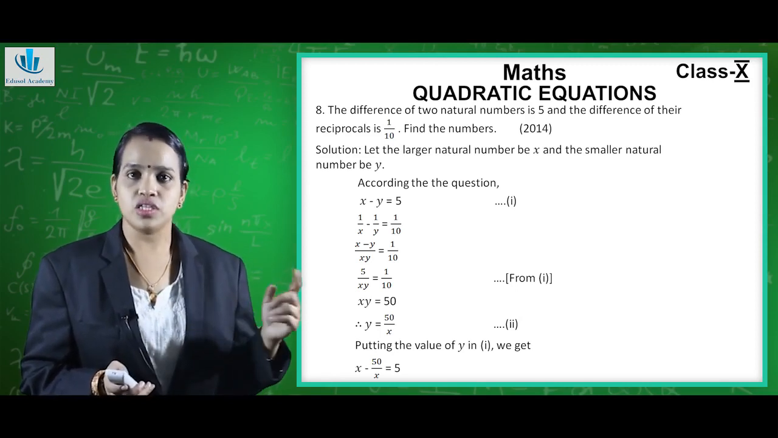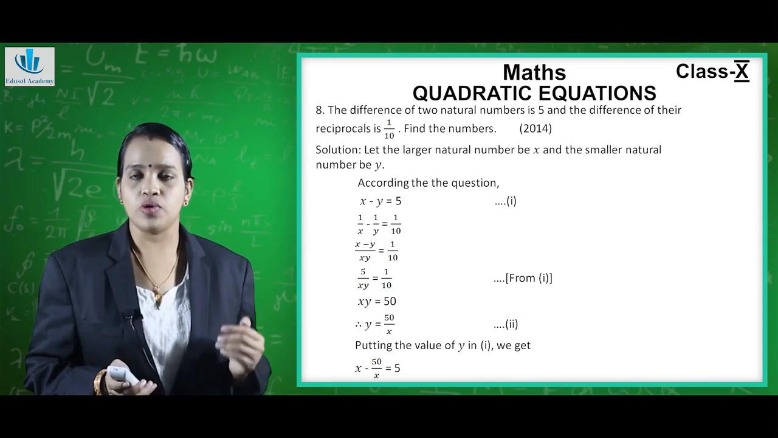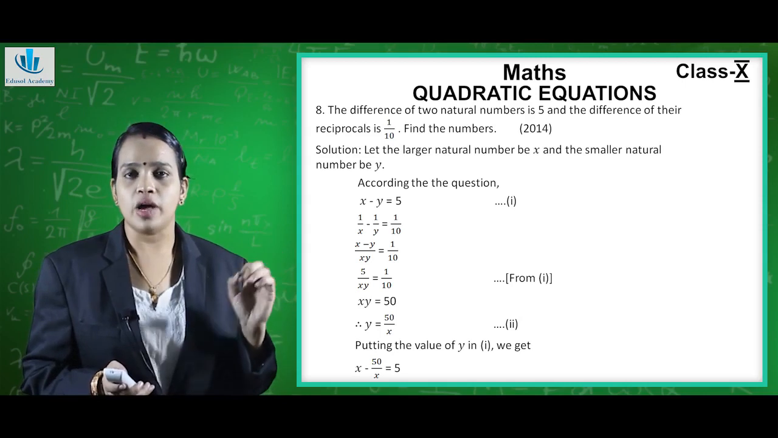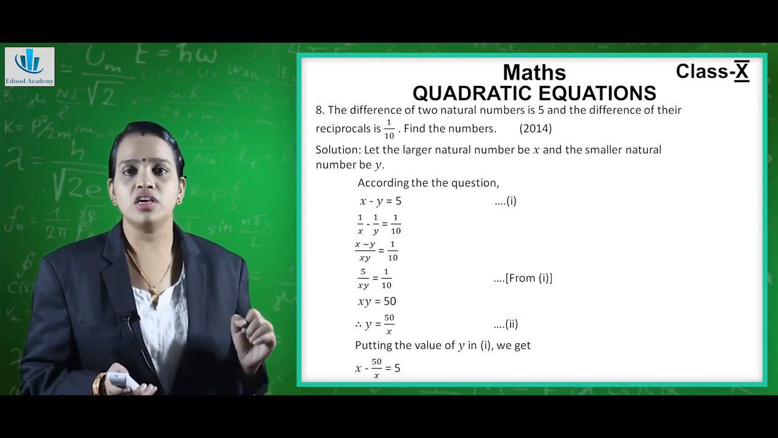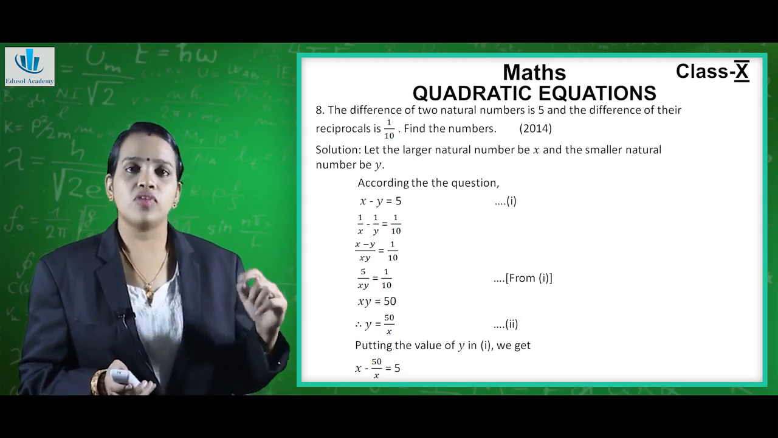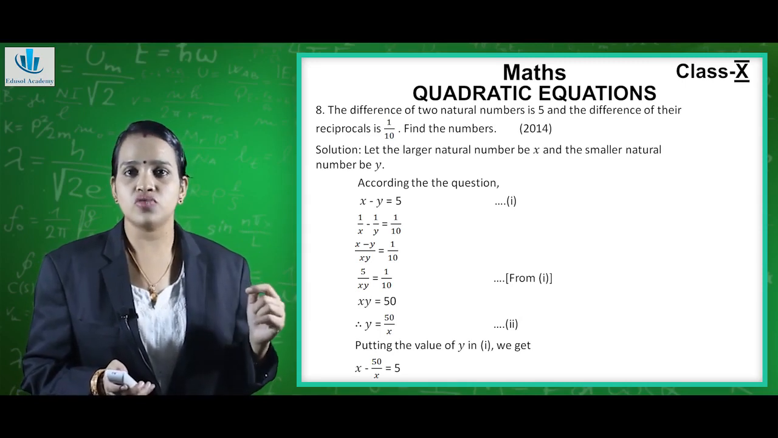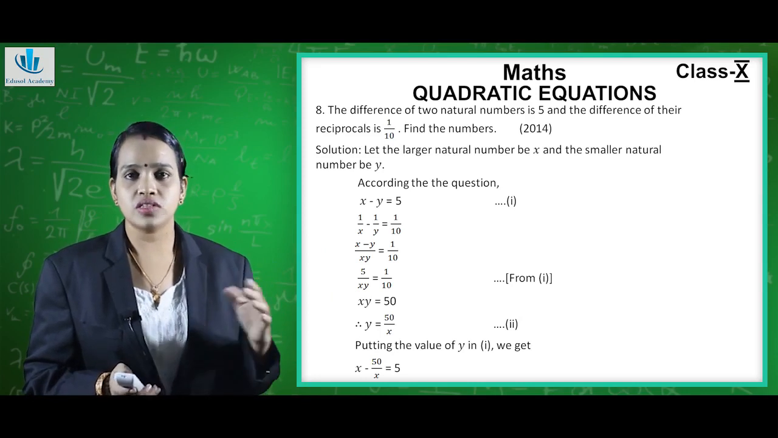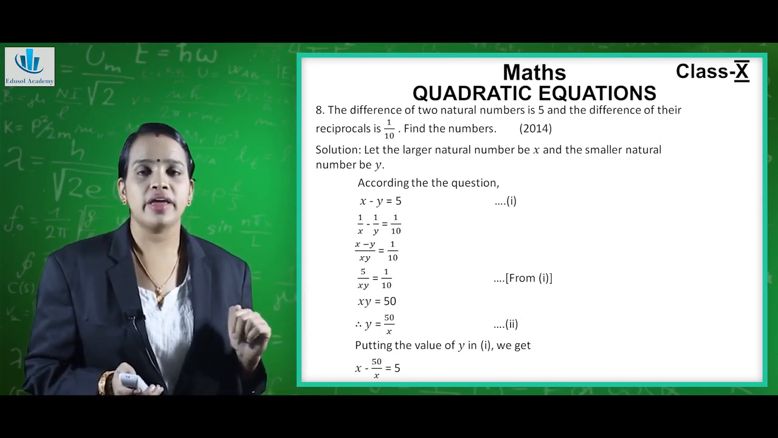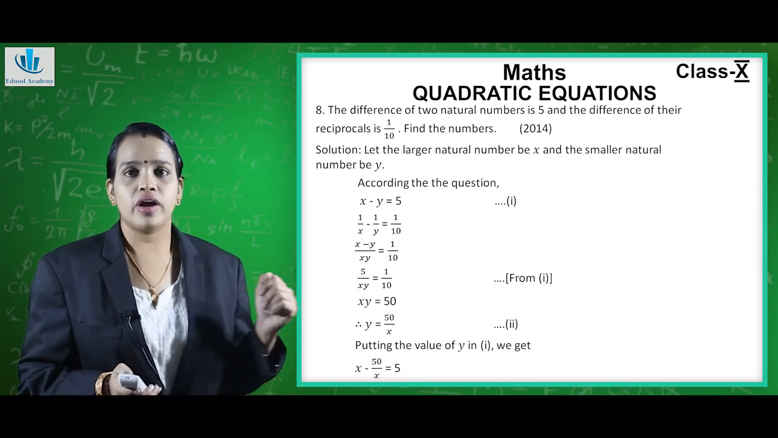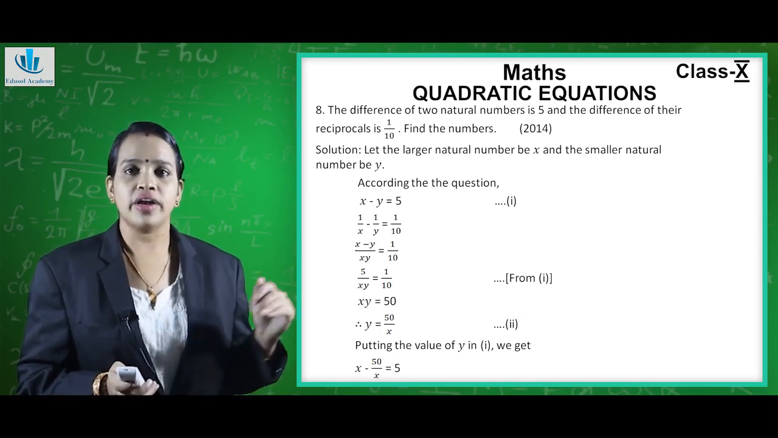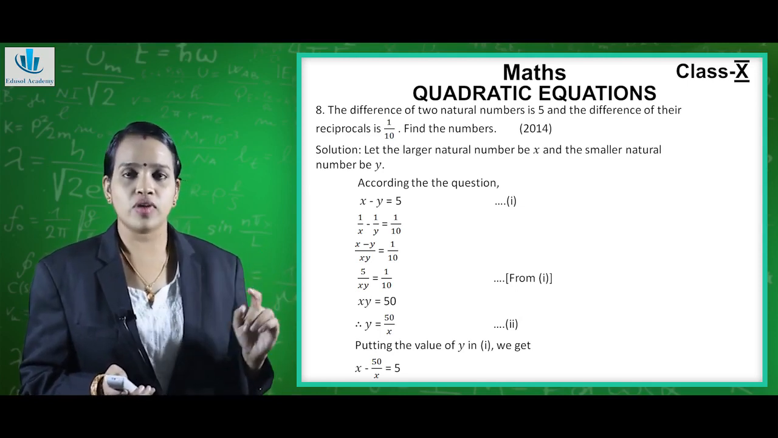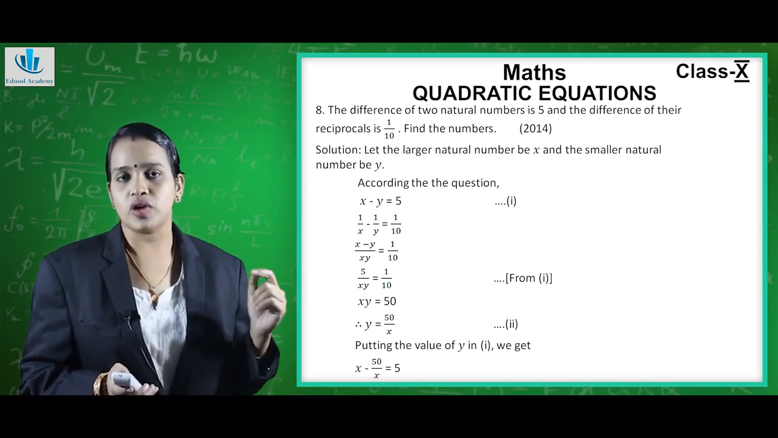x reciprocal is 1 upon x and y reciprocal is 1 upon y. So we have to subtract it, that is 1 upon x minus 1 upon y, it gives 1 upon 10. First we will take the equation x minus y is equal to 5 as equation 1. Now we can solve this equation by cross multiplying. So it becomes 1 into x, that is x minus 1 into y upon xy equal to 1 upon 10. Now x minus y is equal to 5, we have got it from equation 1.